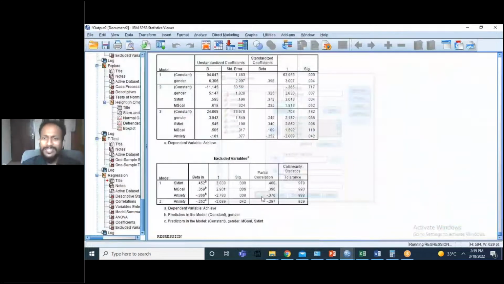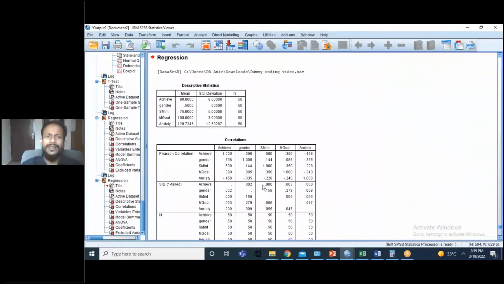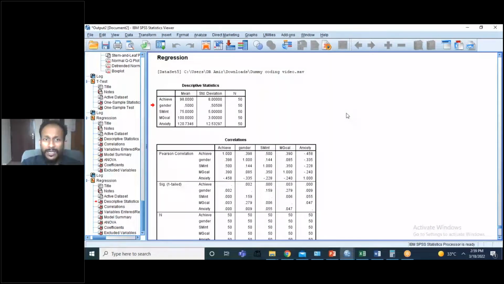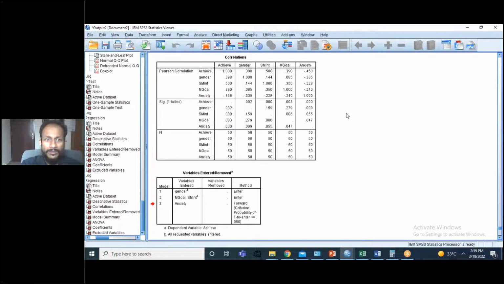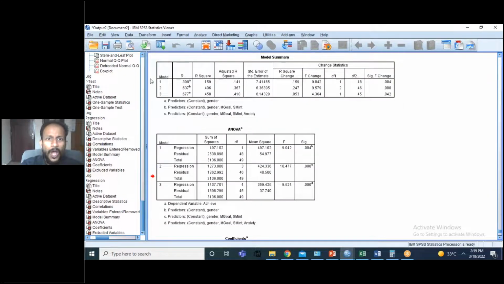Now, in this case, I have not added individually, but don't expect that you will be getting only one model. Now here also, how many models have we got?